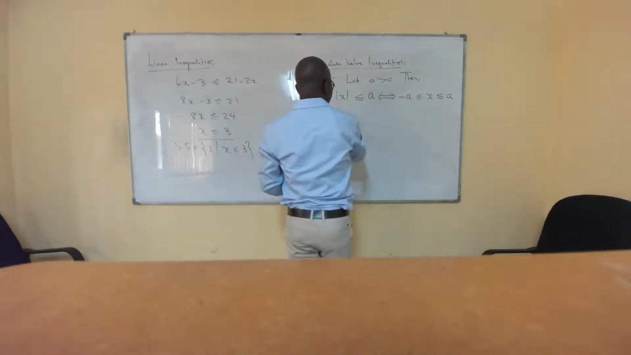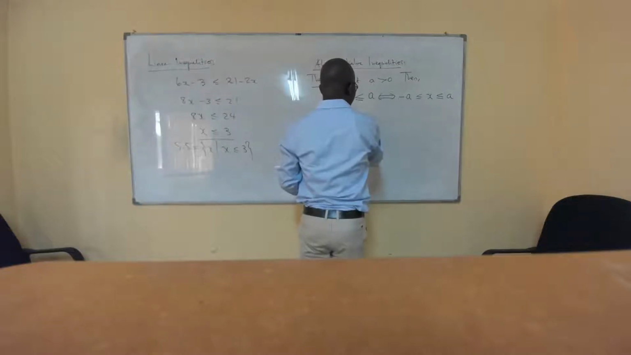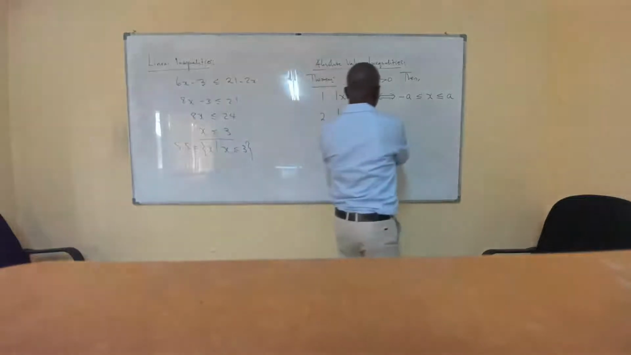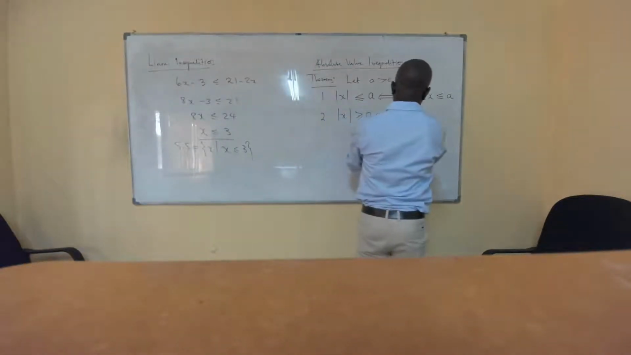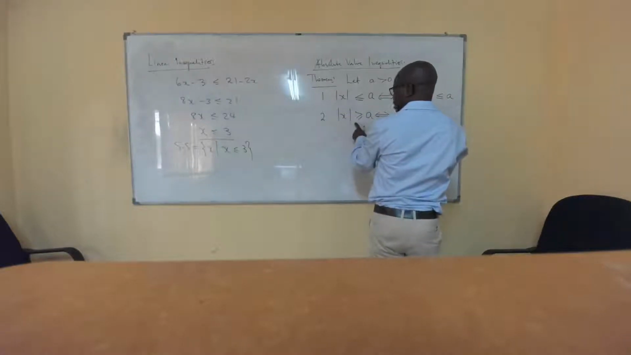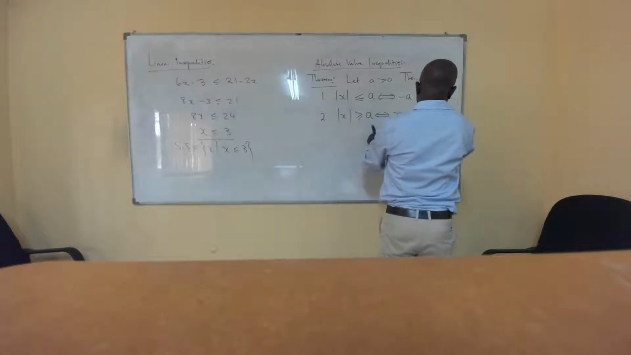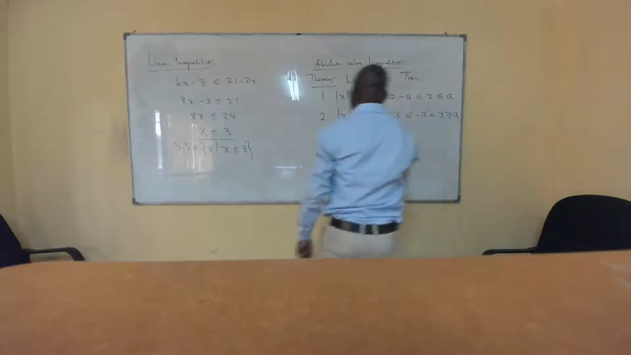2, absolute value of x is greater than or equal to A. What it simply means is that this equivalent statement not involving absolute values would be either x is less than or equal to minus A, or x is to the right, at A or greater.